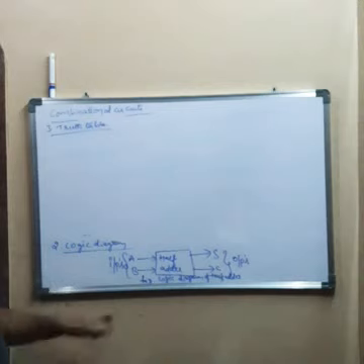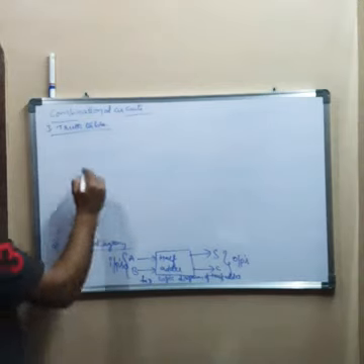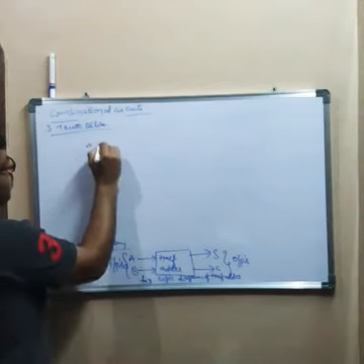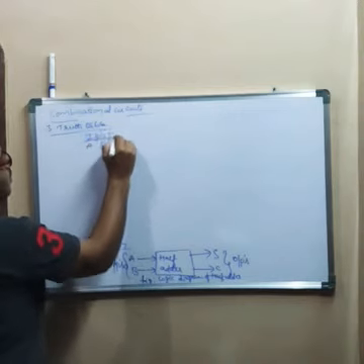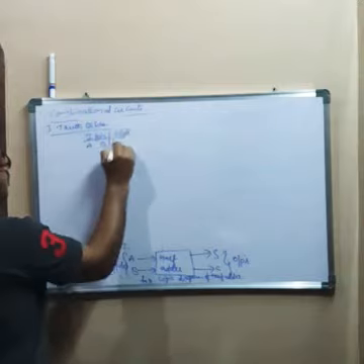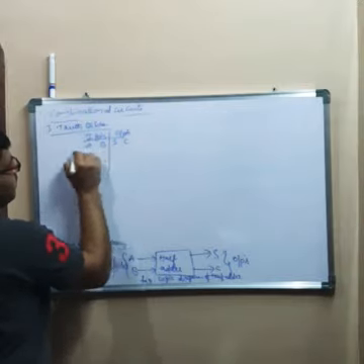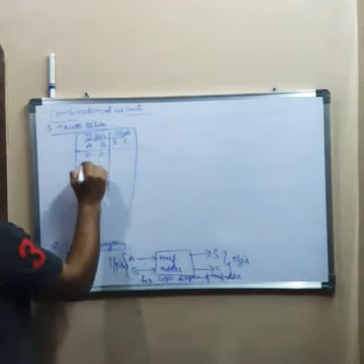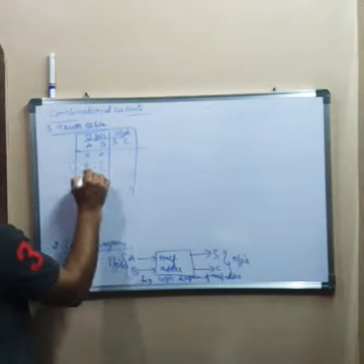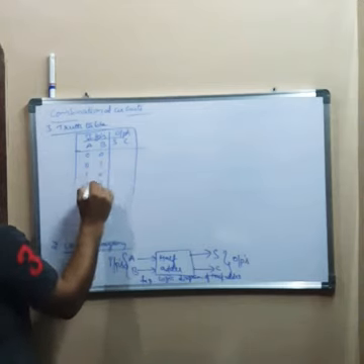So based on two inputs, how many possible combinations we have? First of all, I will take two inputs. So these are inputs and outputs. Outputs we have S and C, sum and carry. So this is the truth table. So I will write the possible combinations: 0 0, 0 1, 1 0, 1 1.